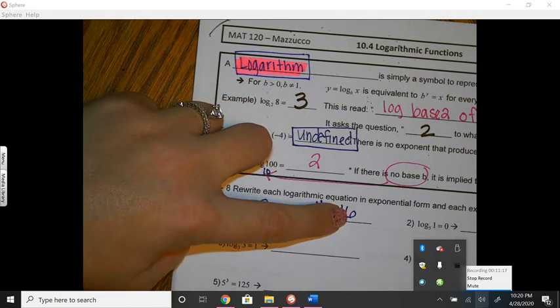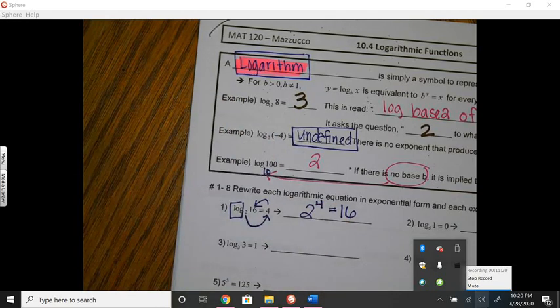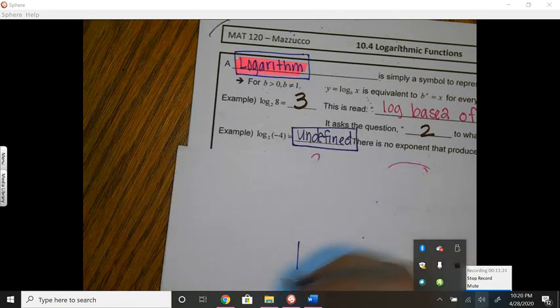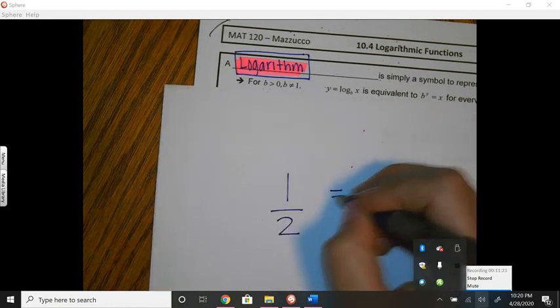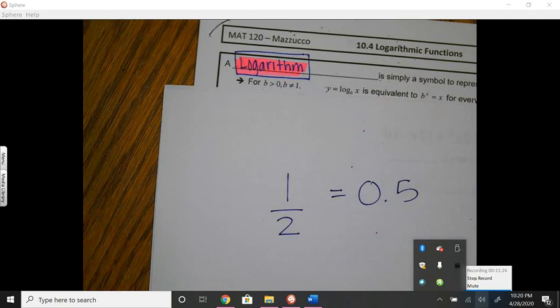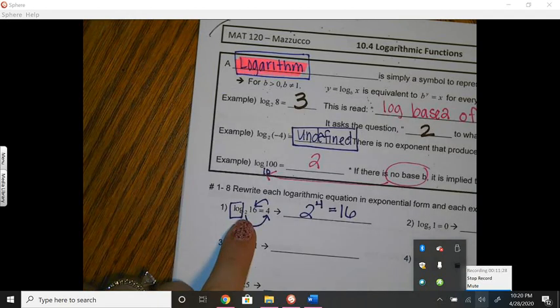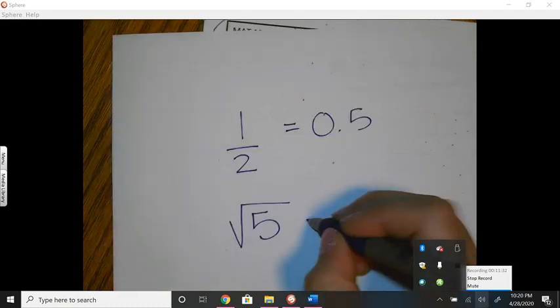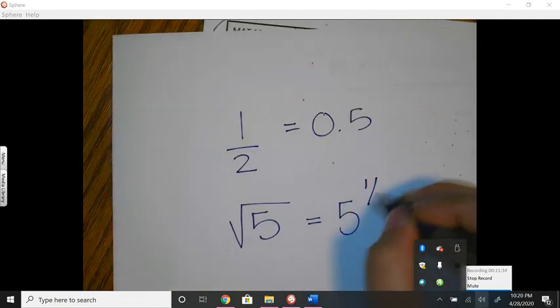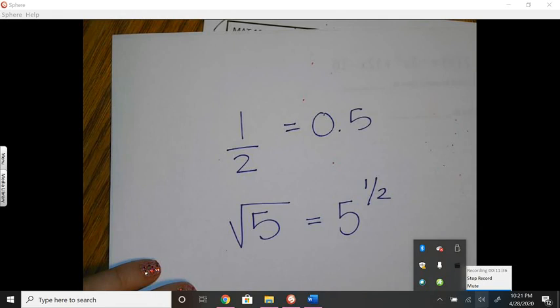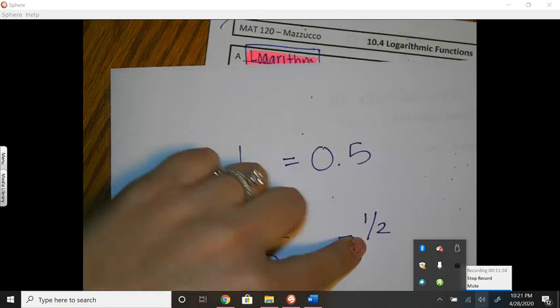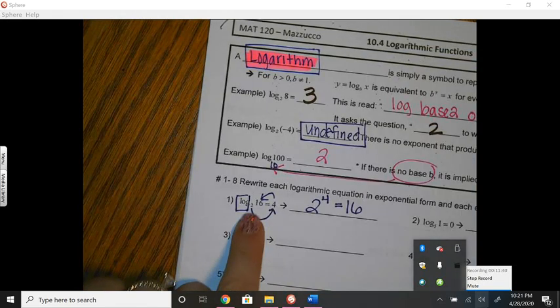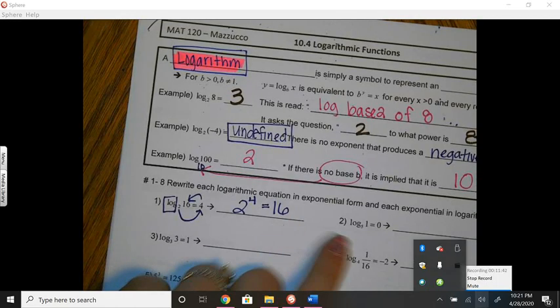Think of it this way. It's like saying if you have a fraction, writing it as a decimal. That's what we're doing right now. Or it's just like saying this: if I have the square root of 5, it's the same thing as 5 to the 1/2. It's a different form, a radical form versus an exponent form. So we're going from log form to exponent form.